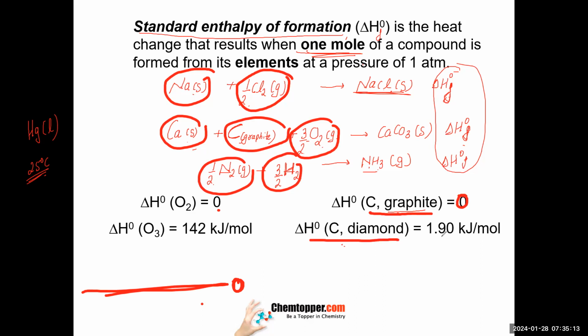Carbon diamond, not zero. Why? Because it is more unstable than graphite. Diamond has high energy. You can read in the books that all diamonds in the world are getting converted into graphite slowly.